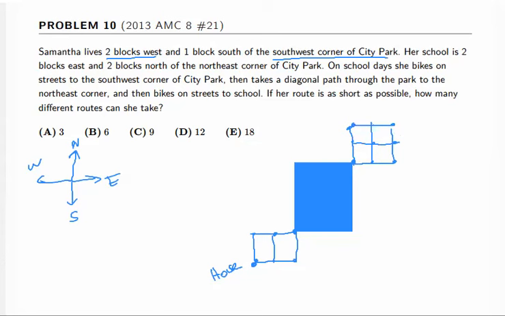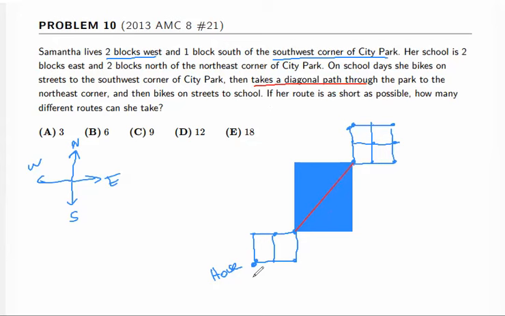Based on this, the question says, on school days, she bikes on the streets to the southwest corner of the city park. So this is the southwest. She starts from here, bikes to this point, and then takes a diagonal path. Let me show you that with a different color. She takes a diagonal path through the park to make it a bit shorter, so it looks this way.